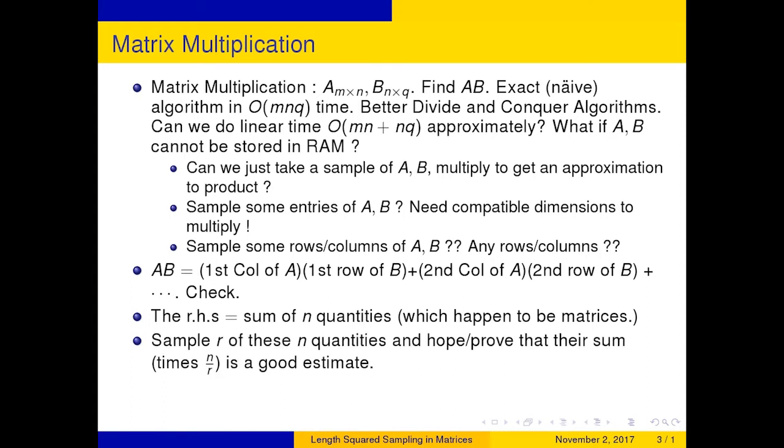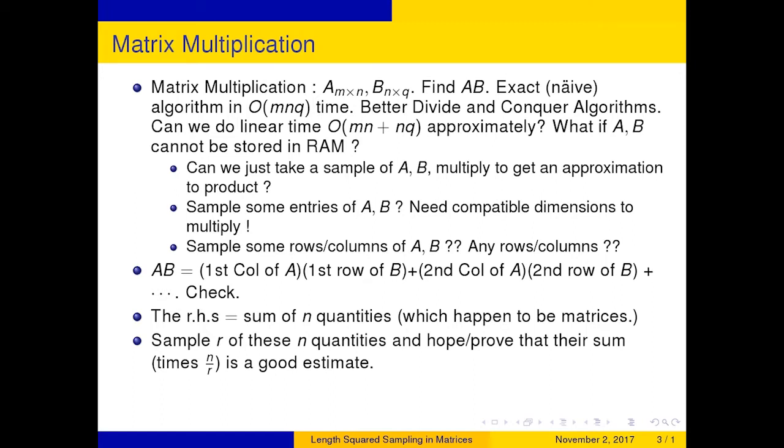Now, the first thing you would think of to evaluate a sum, at least if they were reals, I would pick a sample of r of these n quantities. And if the sampling probabilities are correct, that is, if the variance is not very bad, then you hope that their sum, scaled by n over r to make it unbiased, since you picked r out of n, is a good estimate. That depends on the variance. It's not going to be a good estimate for all probability choices.